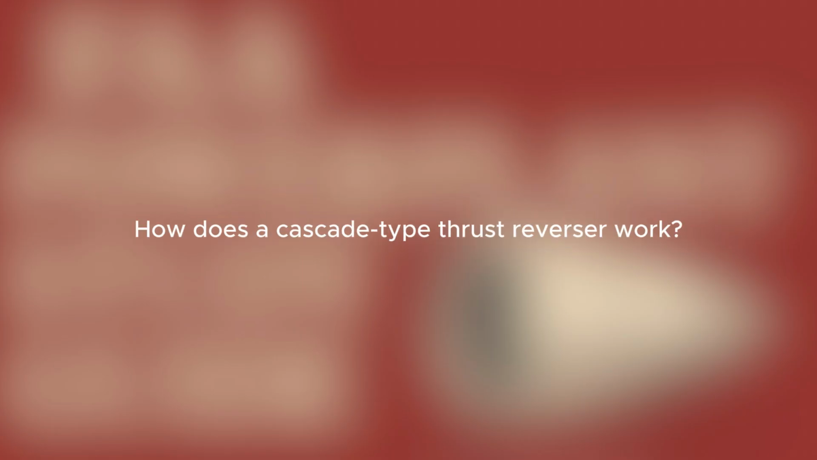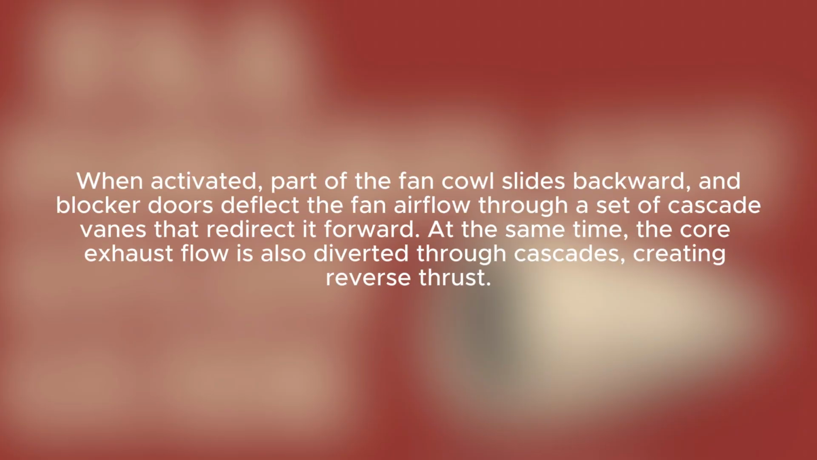How does a cascade-type thrust reverser work? When activated, part of the fan cowl slides backward, and blocker doors deflect the fan airflow to a set of cascade vanes that redirect it forward. At the same time, the core exhaust flow is also diverted through cascades, creating reverse thrust.